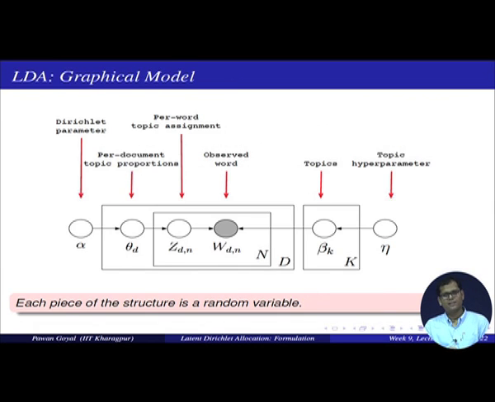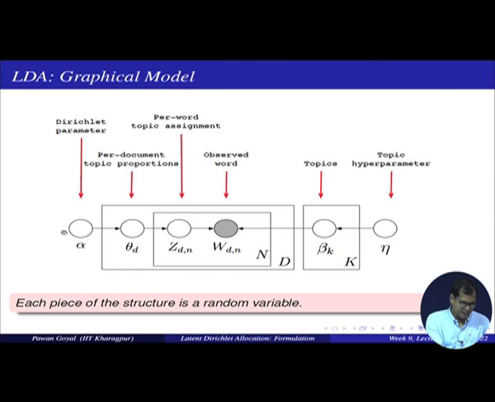So now let us see what the graphical model for LDA is. You know from the previous slide how to interpret a graphical model. All these nodes are random variables, and observed variables are shaded. The only shaded part is WDN. These are my observed words. Everything else is hidden.